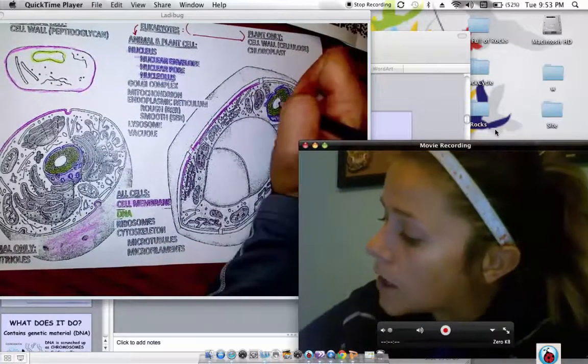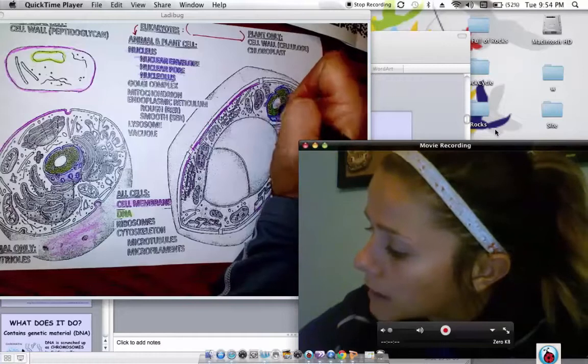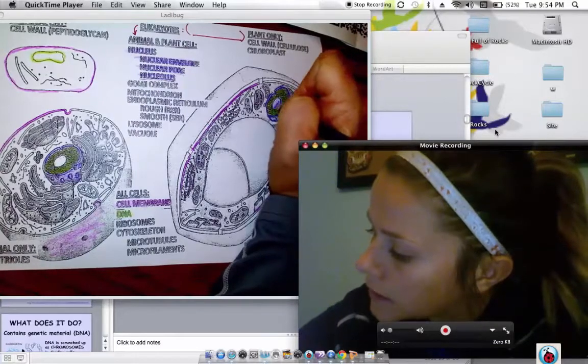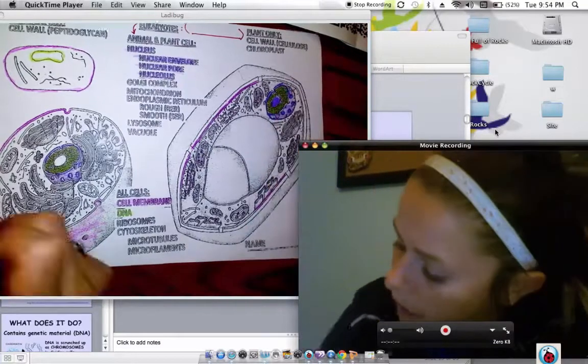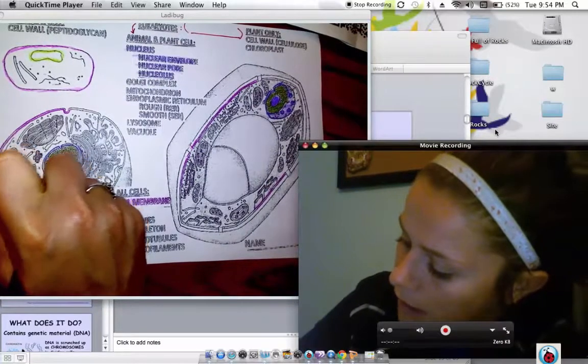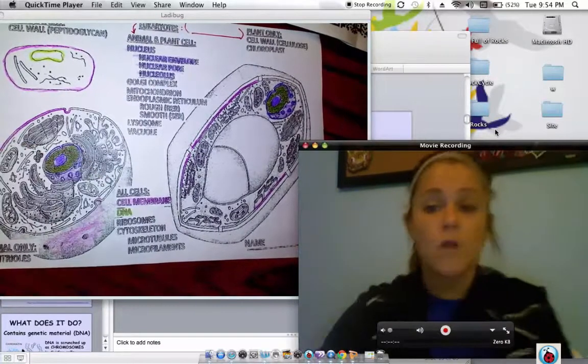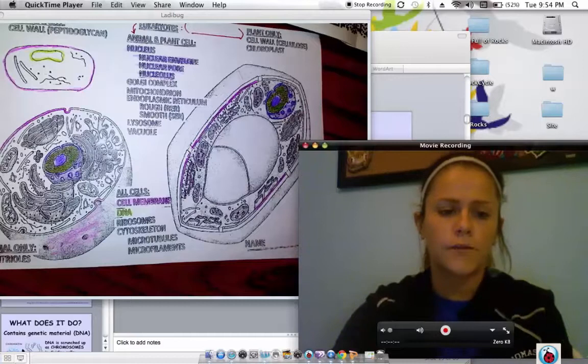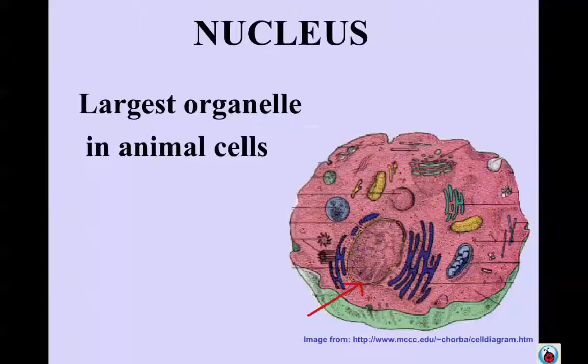The nucleolus is what's in the center here. So we find that in the center. Why don't we darken that one up too? All right, so let's go ahead and talk about the function of the nucleus. Hopefully you know that basically the nucleus is the brain of the cell.